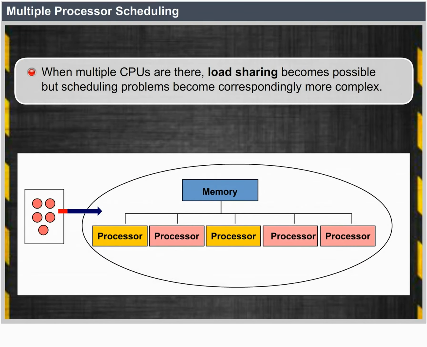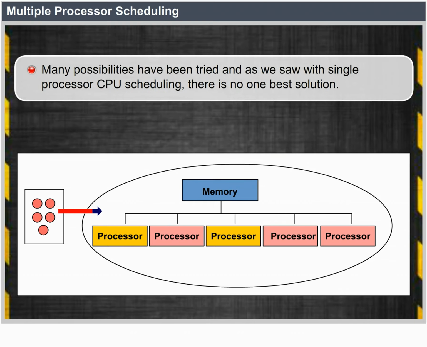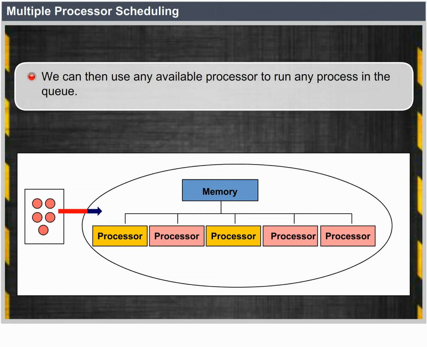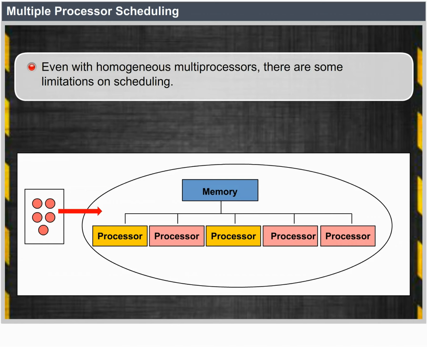Multiple processor scheduling. If multiple CPUs are available, load sharing becomes possible, but scheduling problems become correspondingly more complex. Many possibilities have been tried, and as we saw with single processor CPU scheduling, there is no one best solution. We concentrate on systems in which the processors are identical, homogeneous in terms of their functionality. We can then use any available processor to run any process in the queue. Even with homogeneous multiprocessors, there are some limitations on scheduling.